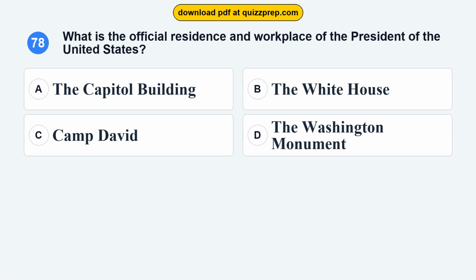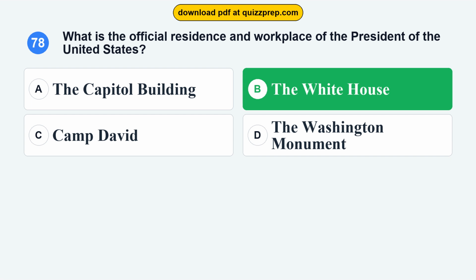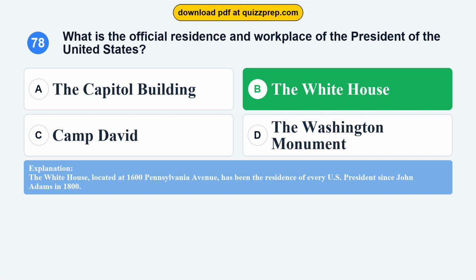Question 78. What is the official residence and workplace of the President of the United States? Option A, the Capitol Building. Option B, the White House. Option C, Camp David. Option D, the Washington Monument. The correct answer is option B, the White House. The White House, located at 1600 Pennsylvania Avenue, has been the residence of every U.S. president since John Adams in 1800.